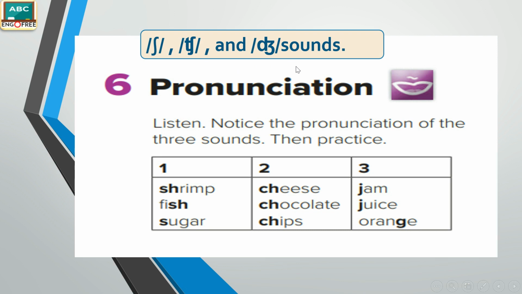Shrimp, fish, sugar, cheese, chocolate, chips, jam, juice, orange.